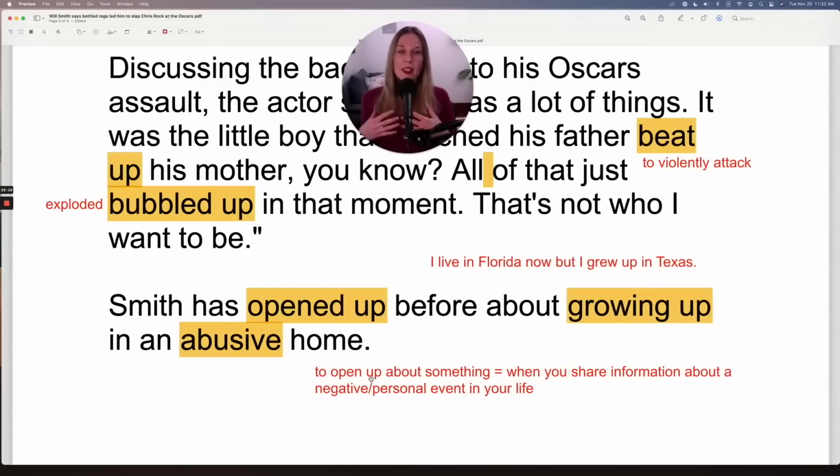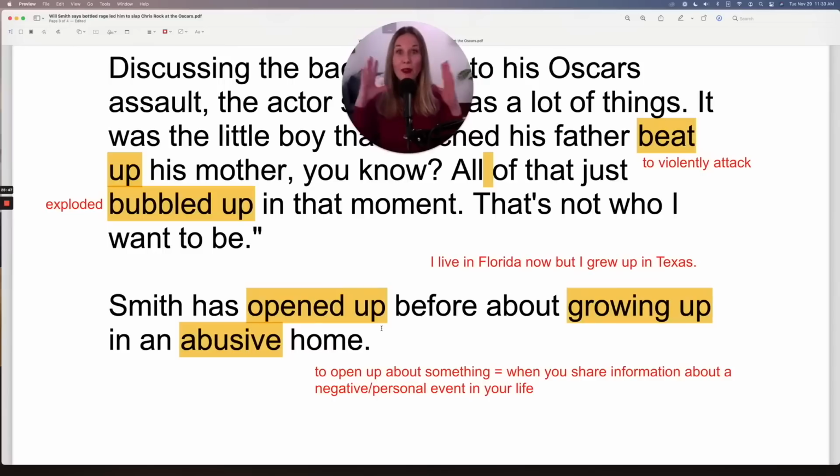So Will Smith is saying he bottled up his emotions. He kept them inside, but then eventually he decided to open up. He decided to share that information. So maybe he told his close friends. Maybe he told a therapist even, or he told some family members about the abuse that he experienced as a child. So he shared that personal information. So that is another great phrasal verb.